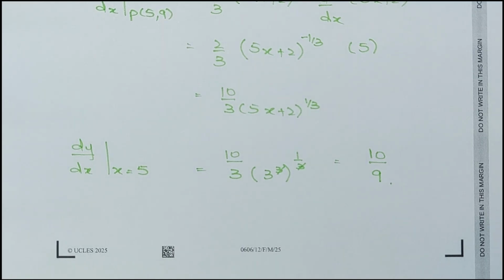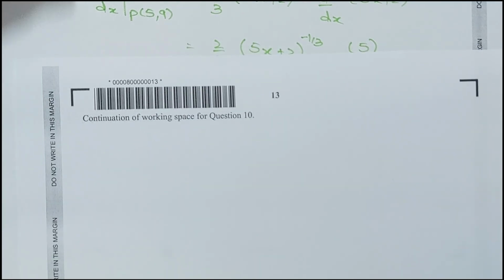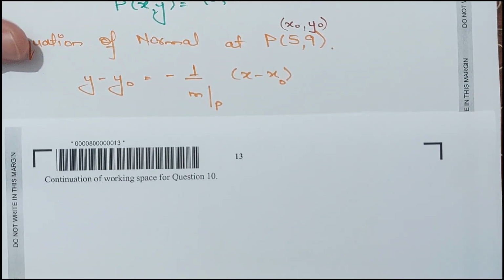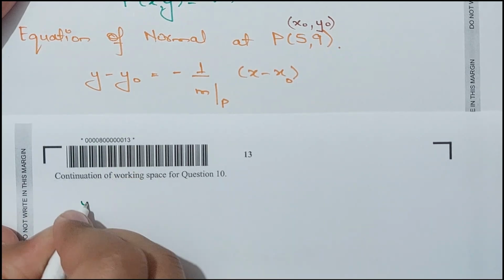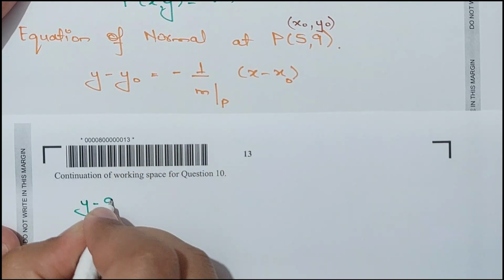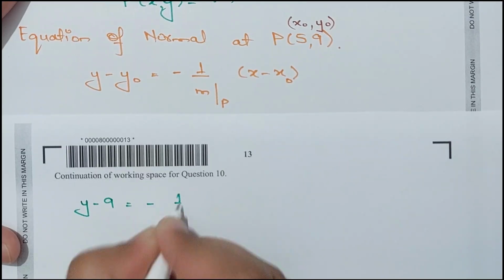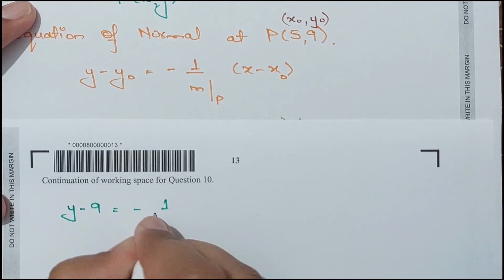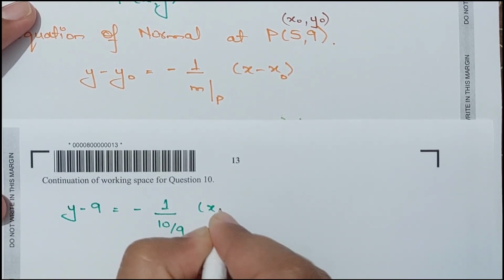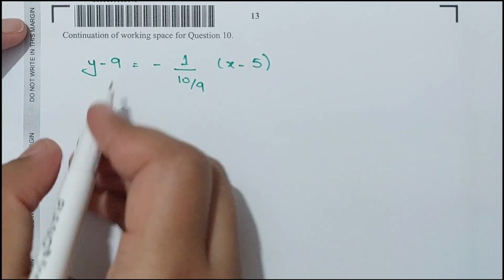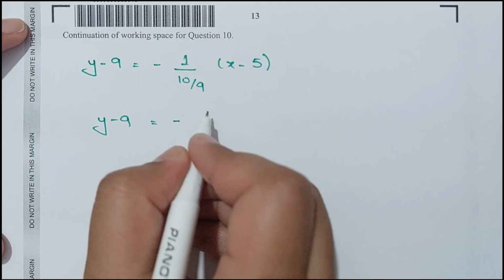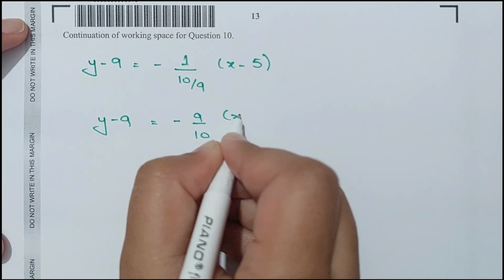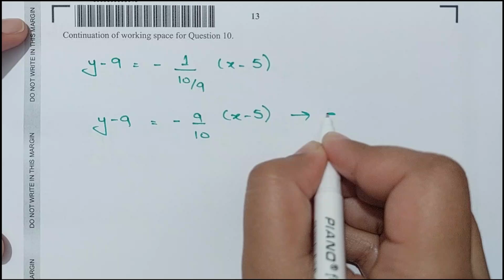Let me plug everything into the equation of the normal, as they have given a separate sheet for this question. Now we can say y minus y naught, which is 9, equals negative 1 over the gradient, which is 10 by 9, times x minus x naught, which is 5. So y minus 9 equals minus the reciprocal, 9 over 10, into x minus 5. This is the equation of the normal.